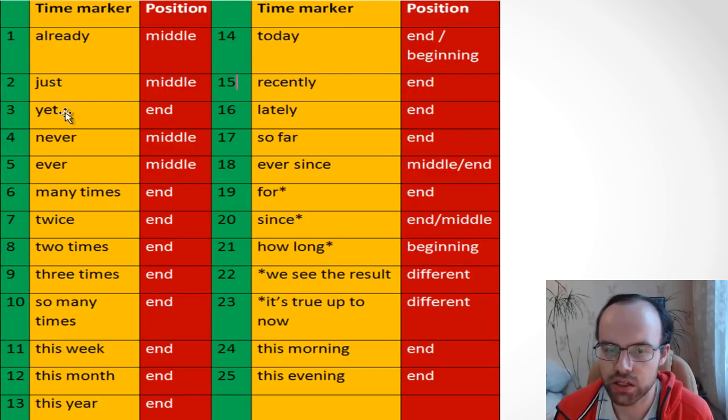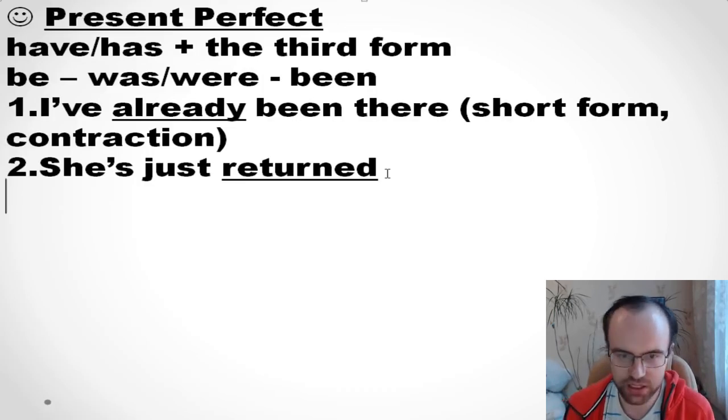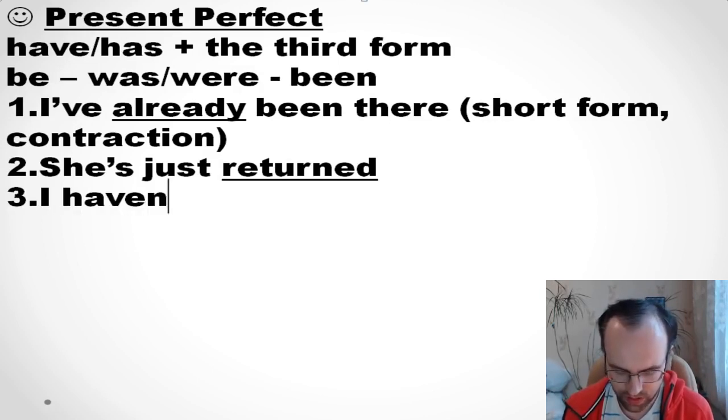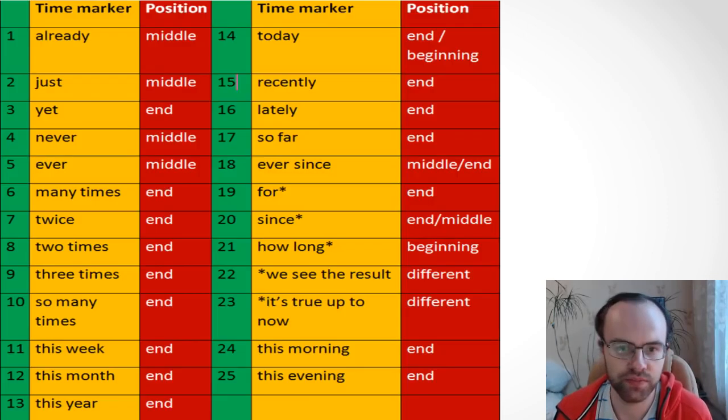Okay, next, yet. We use it in negative sentences, at the end. For example, I haven't done it yet. So please remember, my friend, that we put yet at the end in negative sentences. So negative: haven't or hasn't.